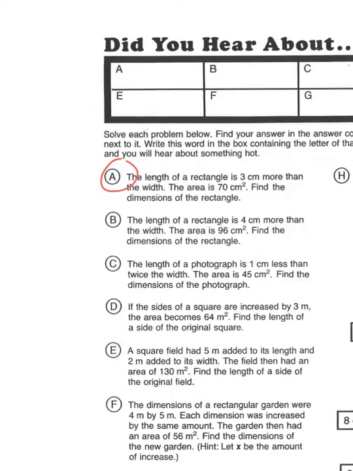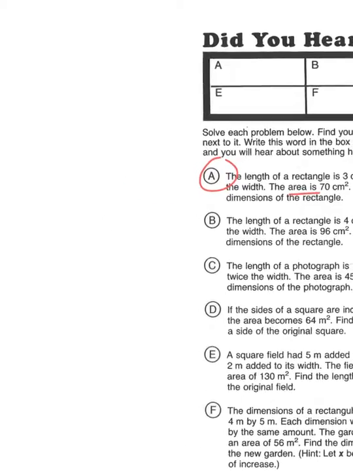It said the length of a rectangle is 3 more than the width. And the area is 70 centimeters squared. So find the dimensions of this rectangle. Whenever you're starting a problem like this and it talks about area, a real world problem that we're trying to figure out, I think it's a good idea to draw a picture if they don't already give one to you.